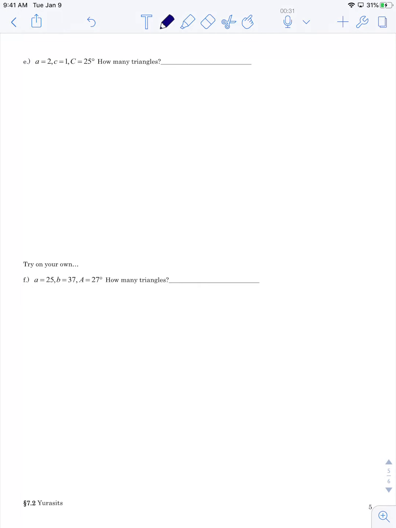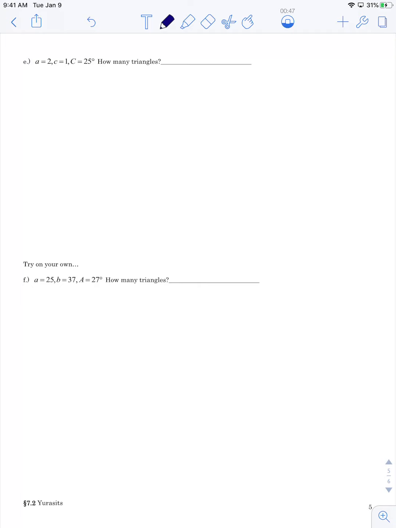Hi, students. So I posted the completed notes for 7.2 Law of Sines on Desire to Learn. This is just going to be a video of me solving one example that is two triangles, just so you can see it step by step.